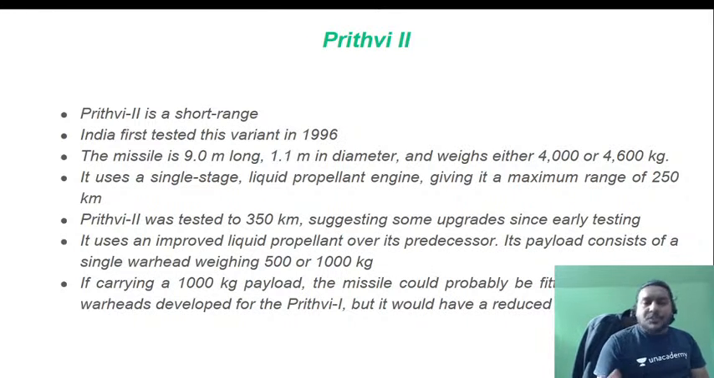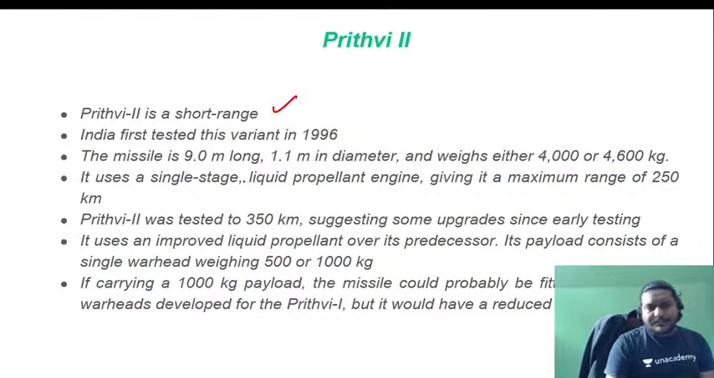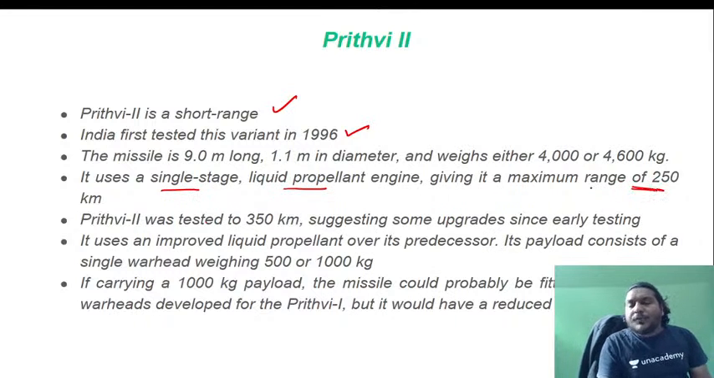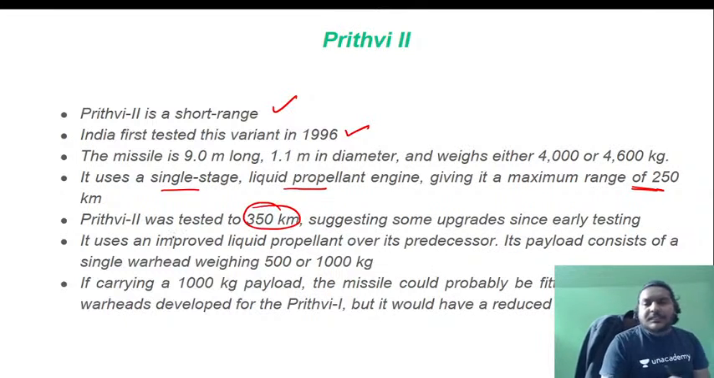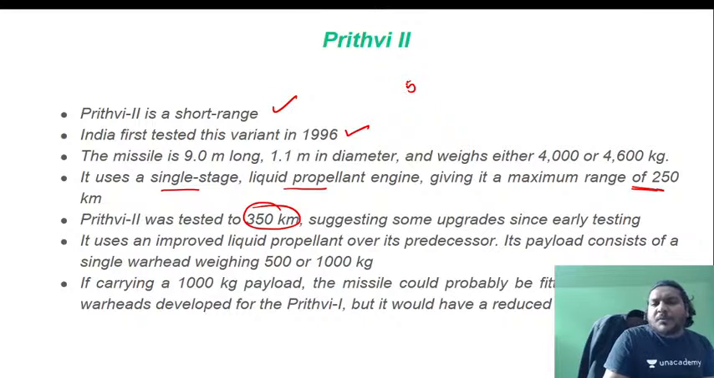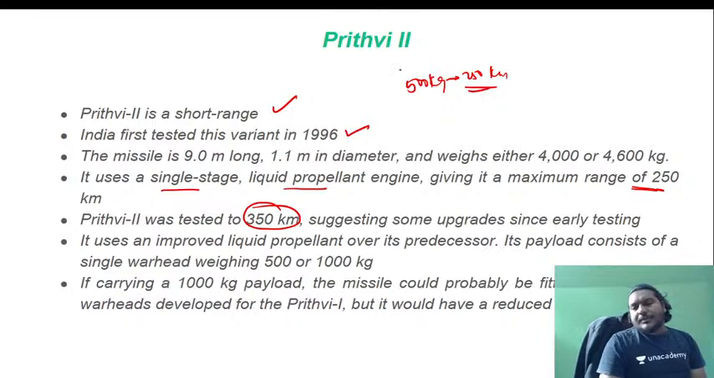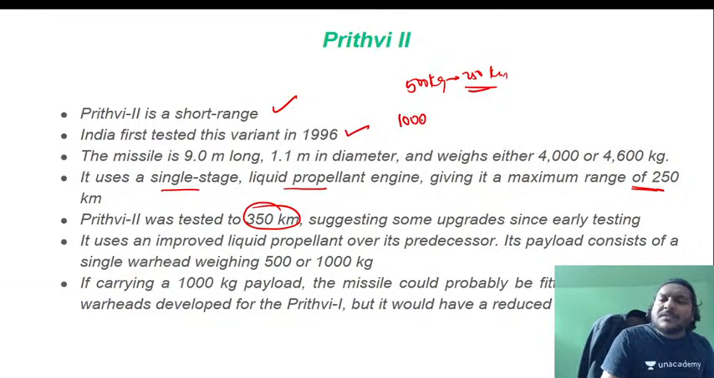Then we'll move to Prithvi 2. It is also a short range missile and it was first tested in 96. It also uses a single stage liquid propulsion engine, with a range of up to 250 kilometers. Prithvi 2 was originally tested for about 350 kilometers, and some major upgrades could have been made, but that did not happen. Prithvi 2 can take a warhead of up to 500 kg to a distance of 250 kilometers. But if I want to take a heavy warhead, for example 1000 kg, then the distance reduces to 150.